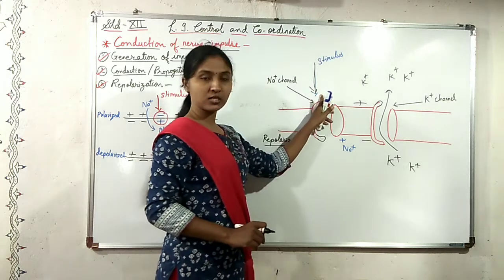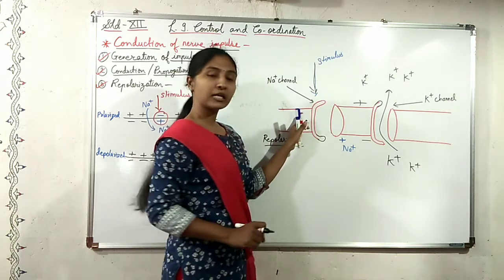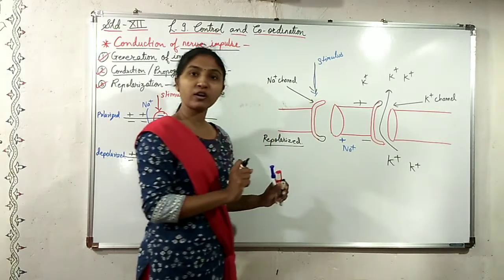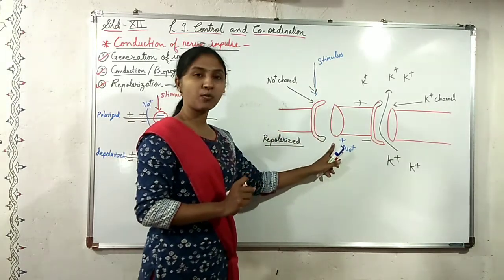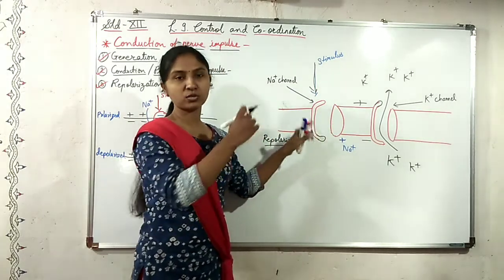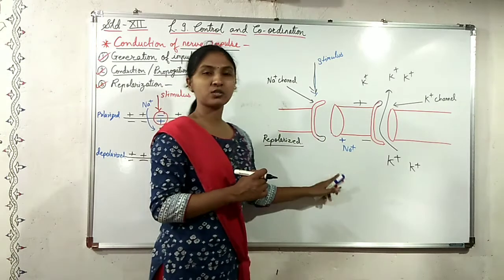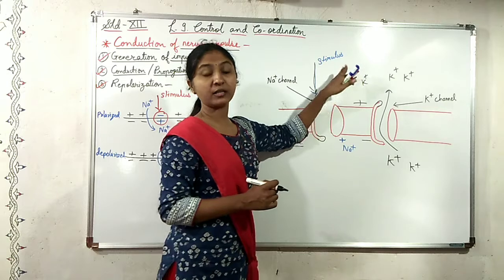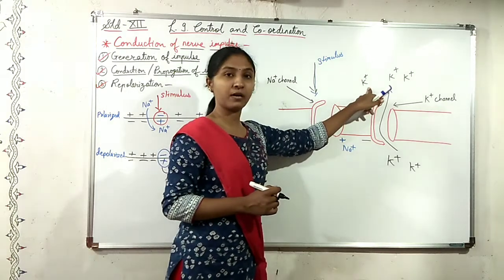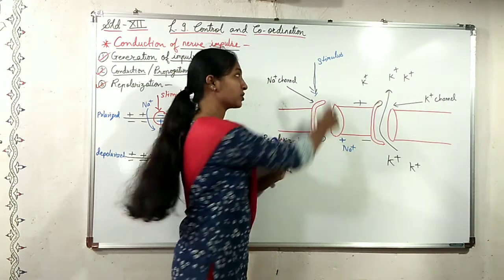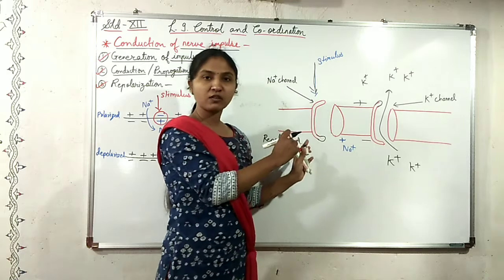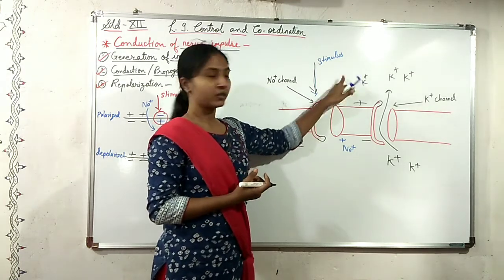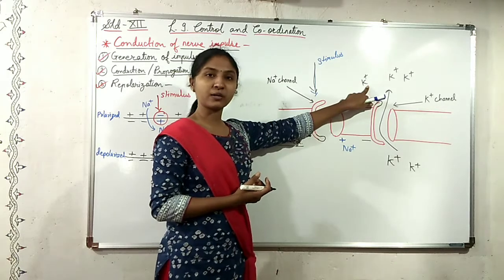Even when the stimulus is given, the sodium channel gates will open, but there is no sodium ion present over here. So even if the channel gates open, no ion will pass through, because sodium ions are absent, and the positive charge is because of potassium ions. So this is called repolarization. Even if the stimulus is given, the impulse will not be generated because sodium ions are absent here.